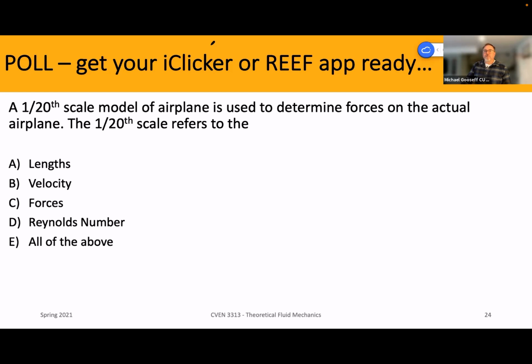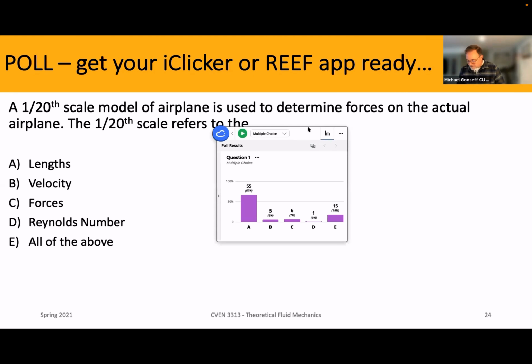Okay, what do we see? The majority of the class said that this is due to lengths. The second most was none of the above. It turns out it is A in this case. When you ask for 1/20th scale, generally that's about lengths, the total size of a thing, and that doesn't necessarily mean that you'll have 1/20th the velocity, right? So an important aspect here is simply knowing that length scales will not translate to functional scales, and that's why we go through this entire process.